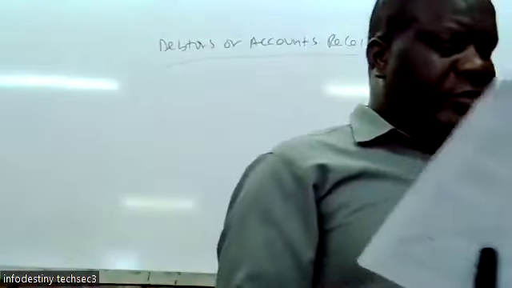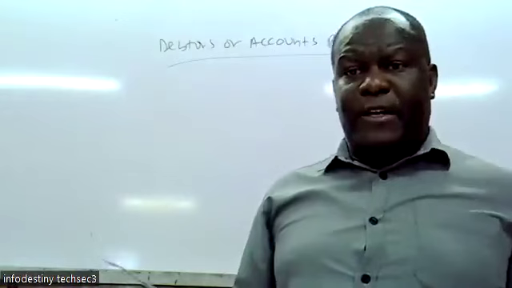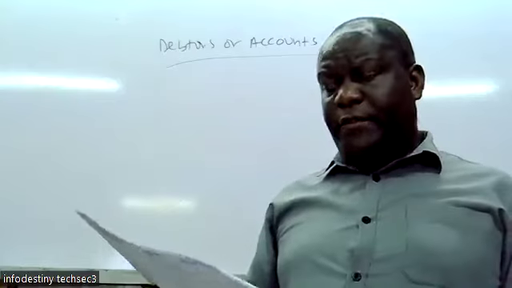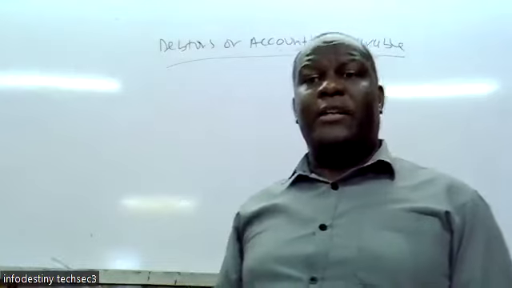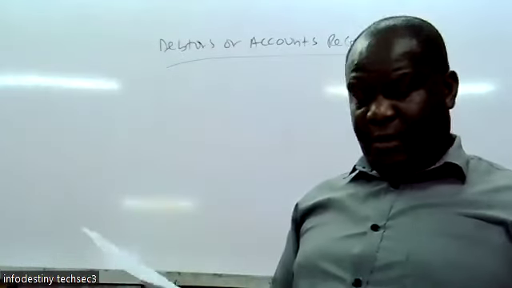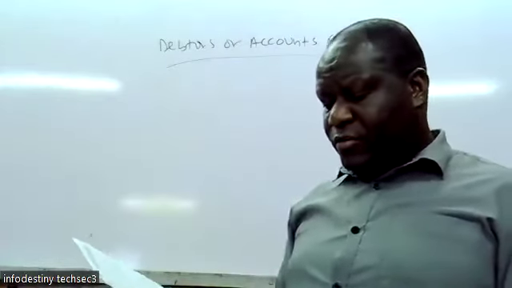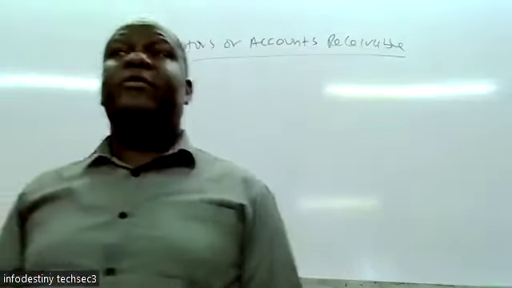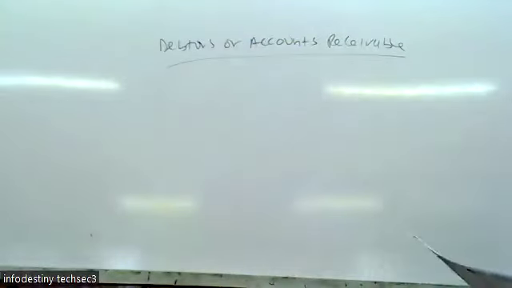When you go through the handout, we are on page 5. On that page, they are saying that debtors or accounts receivable normally result from sales on credit. So a company normally sells on credit due to the following reasons. Number one is in order to increase their sales volume.